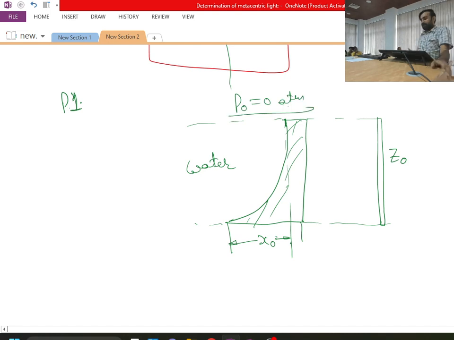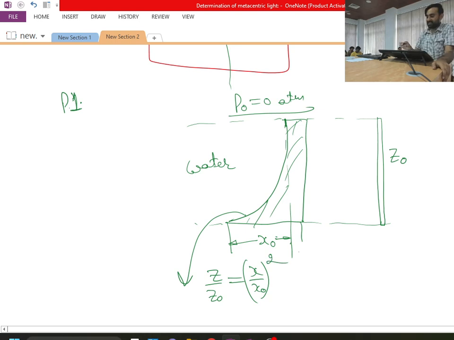What you have to do is determine the forces which are acting on the dam, considering that this wall of the dam has a parabolic profile, with equation z by z naught equal to x by x naught whole square. And what are the forces acting on this? You have to determine the vertical force Fv and horizontal force Fh, then you have to determine the resultant force Fr and its line of action theta, and at what angle or what position it is striking on this wall.